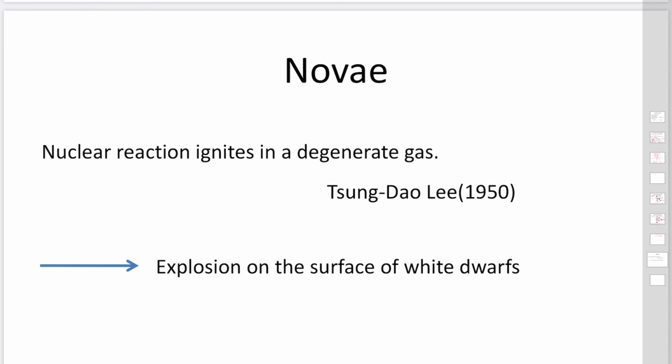This was proposed by Hayashi in the 1950s. Nuclear reaction ignites in the degenerate gas, ending up with expansion of the surface of the star and an explosion on the surface of the white dwarf. Okay, this is the end of this session.